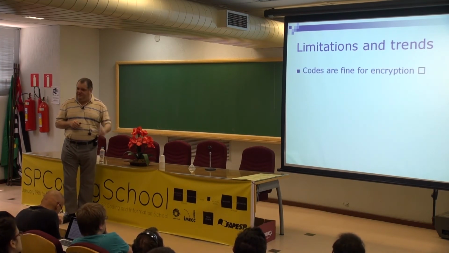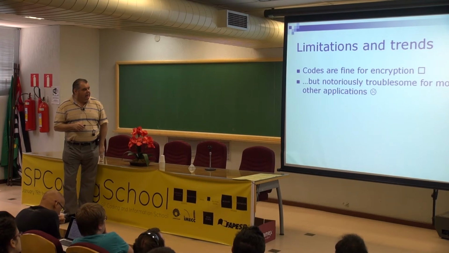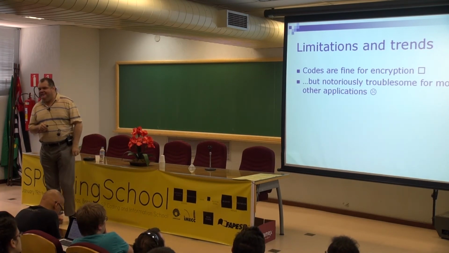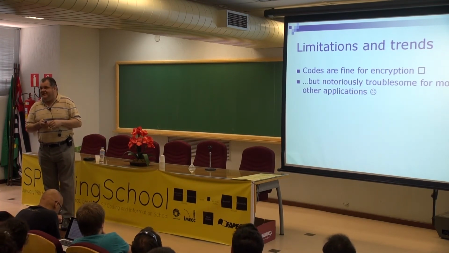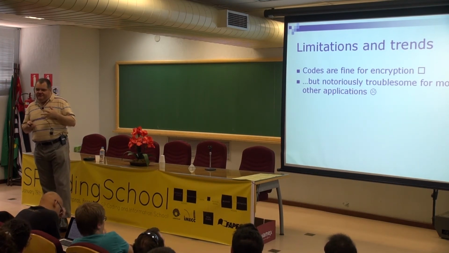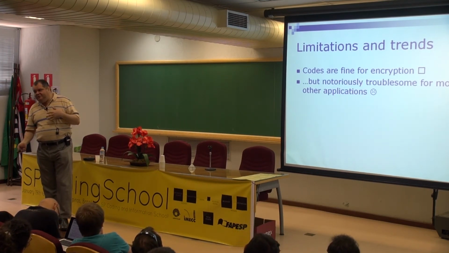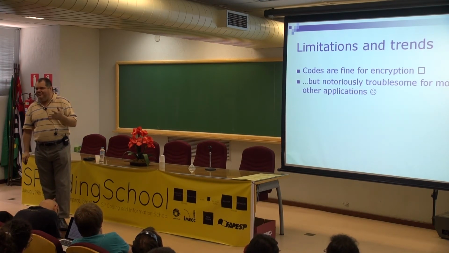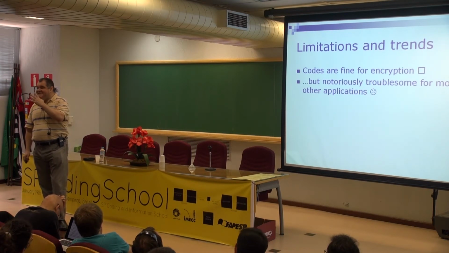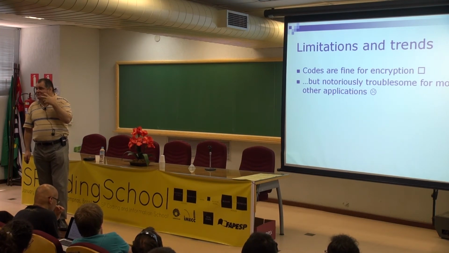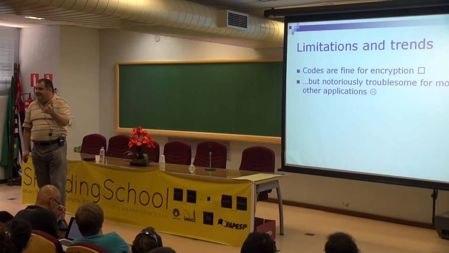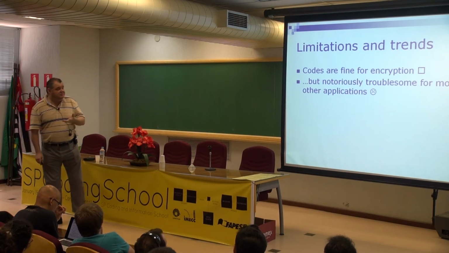Codes are fine for encryption. That's okay. Codes are not fine for digital signatures, as we saw yesterday. And since they are not good for digital signatures, they are not good for identity-based cryptography. Identity-based cryptography, one way or the other, involves signing something. The private key is computed by an authority by signing a user's identity. If we don't know how to sign efficiently, we cannot do identity-based cryptography using codes.